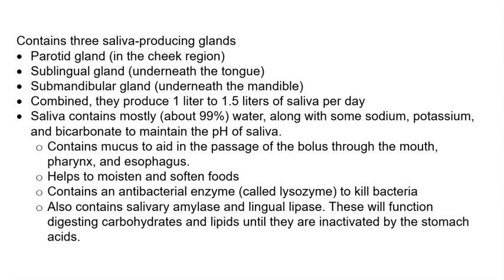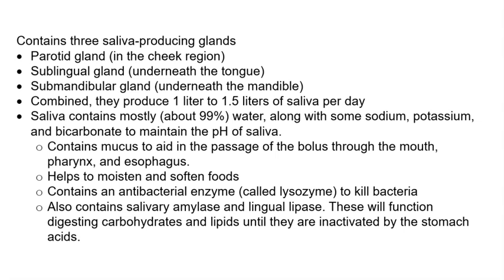We see that all 3 of these glands, when combined, produce anywhere between 1 liter to 1.5 liters of saliva per day. And saliva is a mixture of materials that contains mostly water, about 99% water, along with some electrolytes like sodium and potassium, as well as some buffers like bicarbonate to help maintain the pH of saliva. Because maintaining the pH with the bicarbonate will help those enzymes function more efficiently in their digestion.